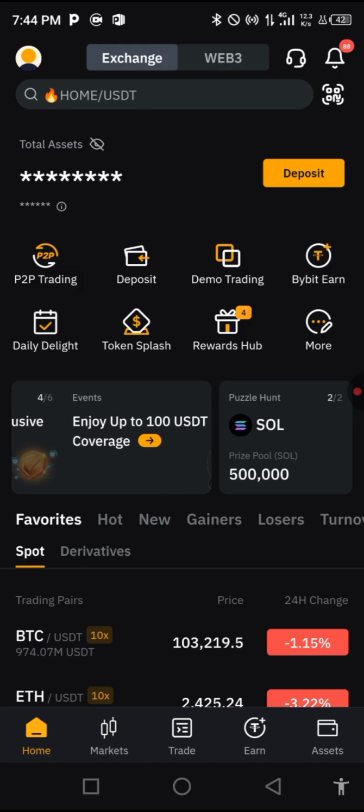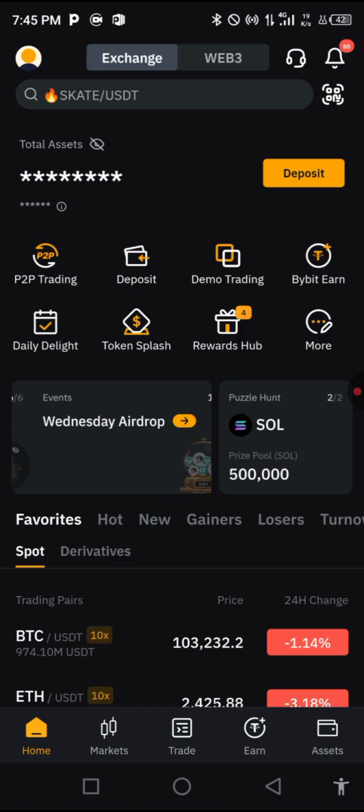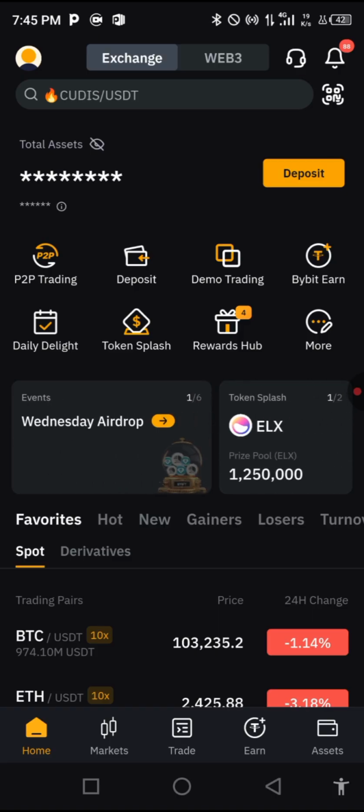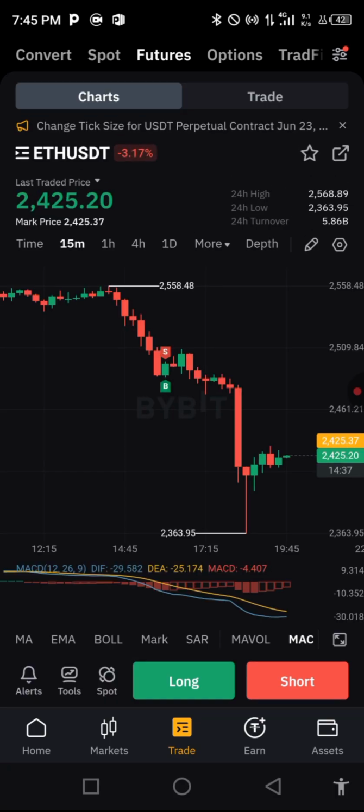If you can see my screen, I'm at the home page of my Bybit account. So how do you go about doing spot trading? Once you open your Bybit account like this, look down, you will see home, market, trade, and asset. All you need to do is go to trade. Just click on trade, and this interface is going to open for you.